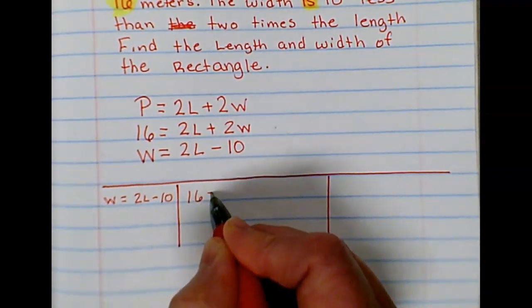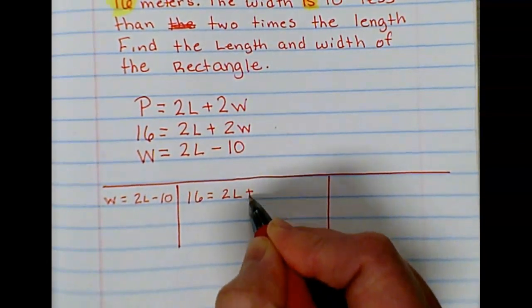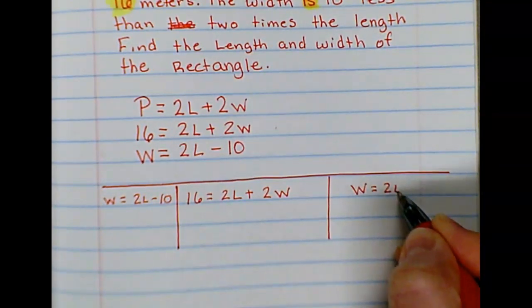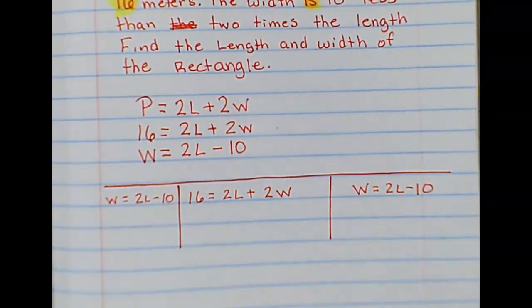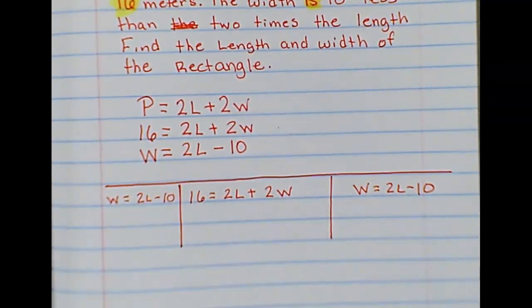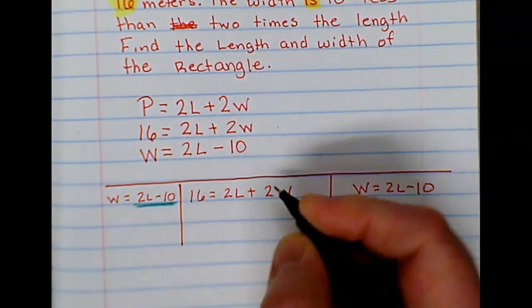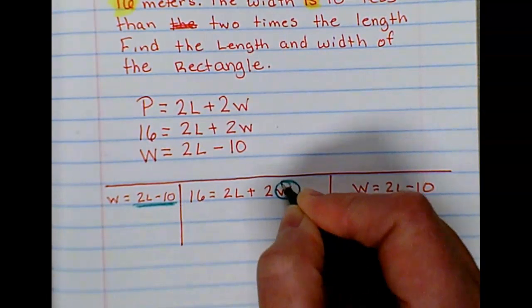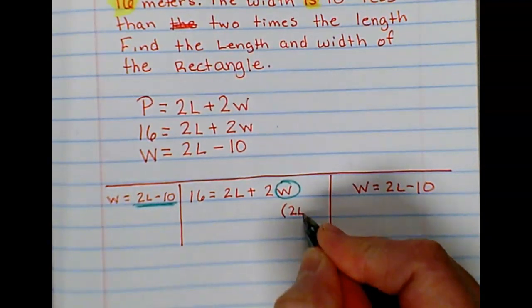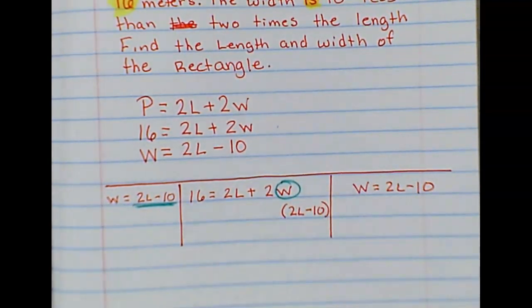And then this goes in the second one, and then you go back to the first one to finish. And all this little chart is to help you keep things organized. This is already solved for W. I don't need to do anything to it except substitute it in. This is equal to W, so this goes in place of the W. So this is going to be 2L minus 10 in place of the W.